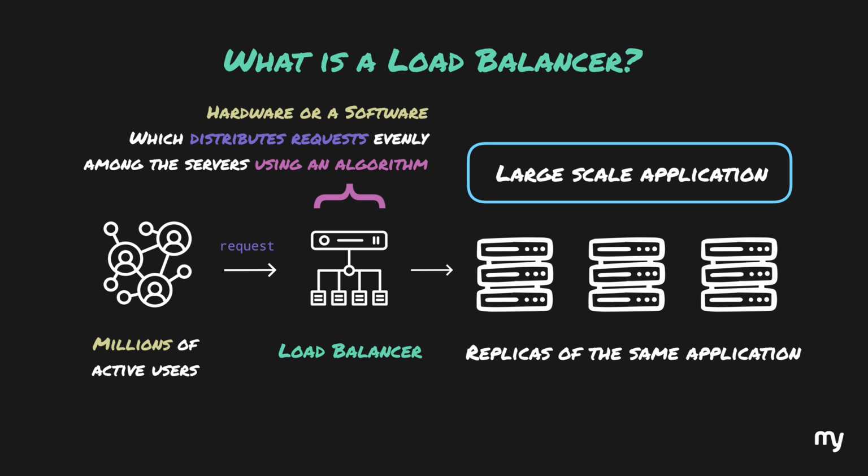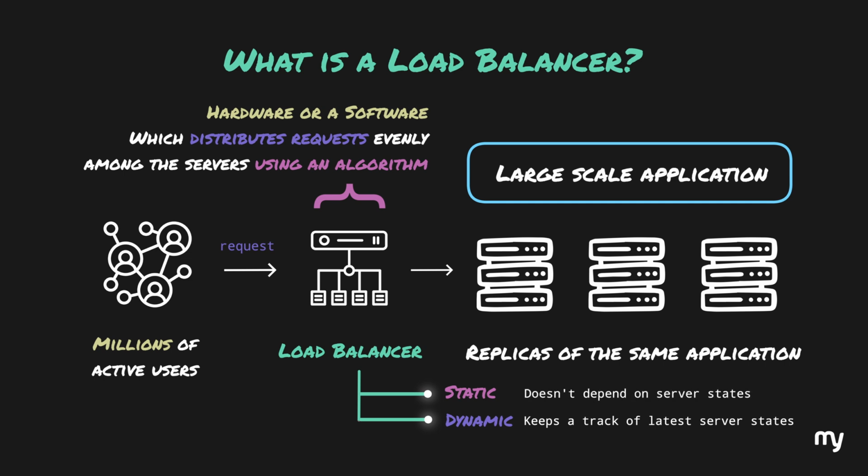There are many load balancing algorithms, but they are broadly divided into 2 categories, namely static and dynamic. Dynamic load balancing algorithms keep a track of the latest state of the servers and use this information to decide where to send the next incoming request. However, static load balancing algorithms don't take this information into account. So let's discover both of these categories in a bit more detail, starting with static load balancing.